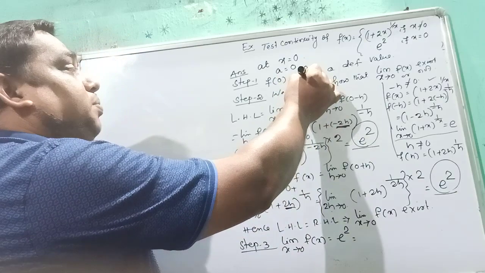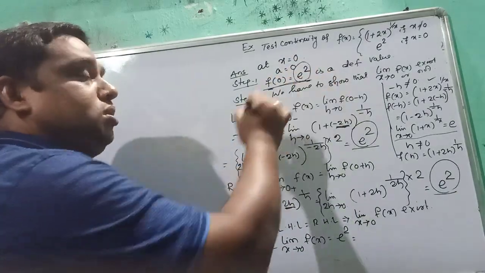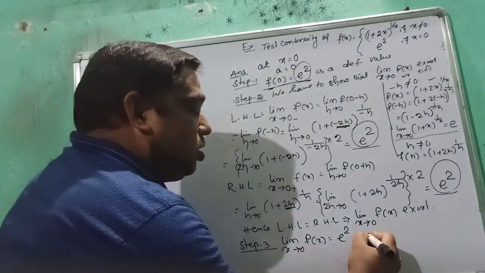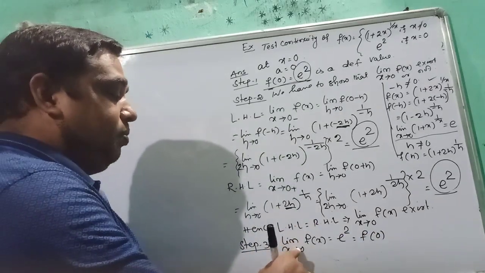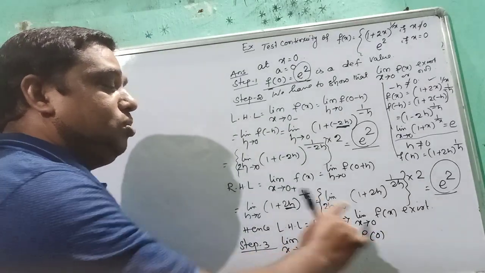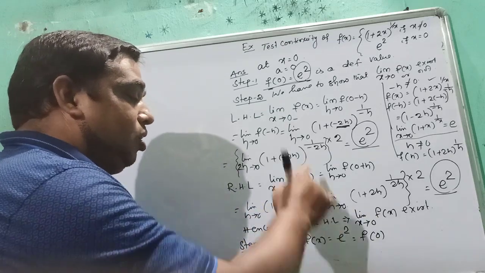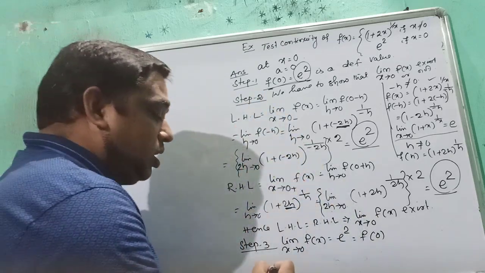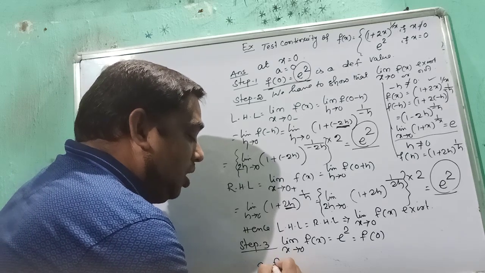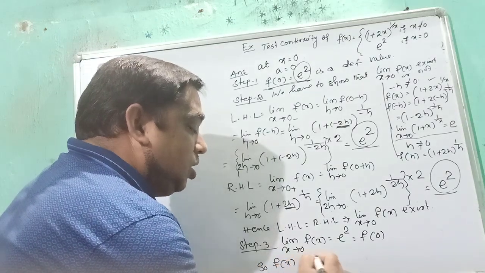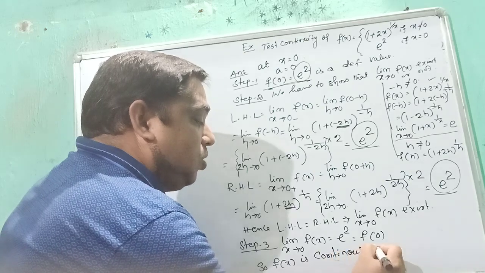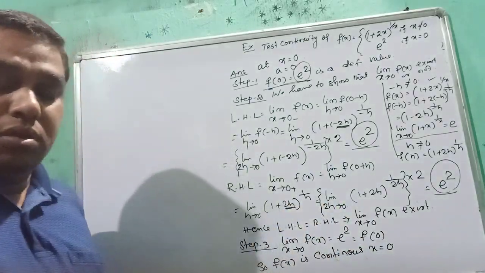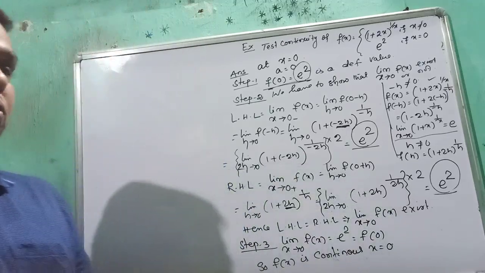And what is f(0)? f(0) is also e square. So the limit is equal to f(0). Now limit x tends to 0 of f(x) is equal to f(0). Then all three conditions are satisfied. So f(x) is continuous at x equal to 0.